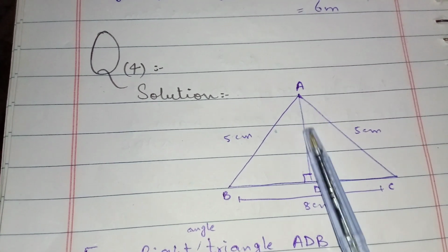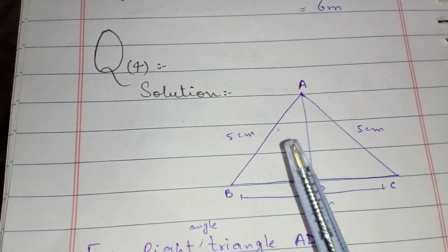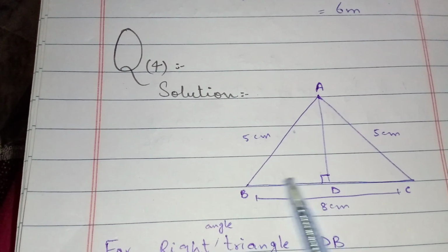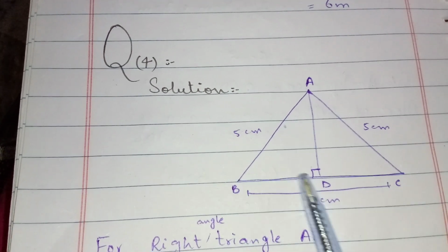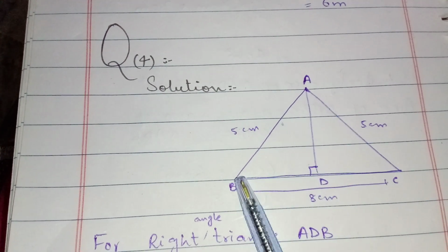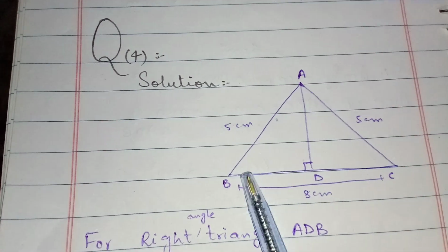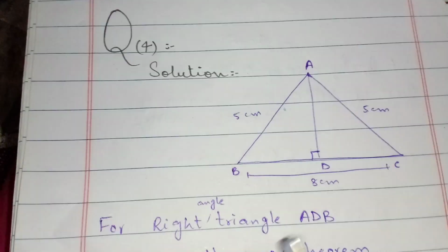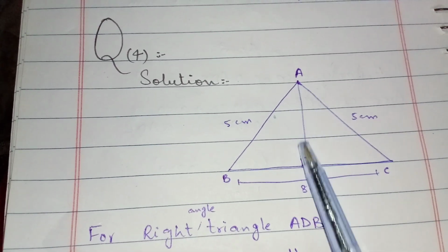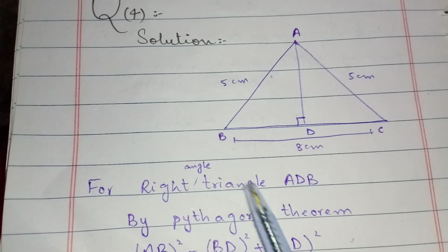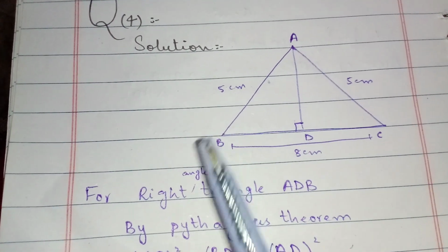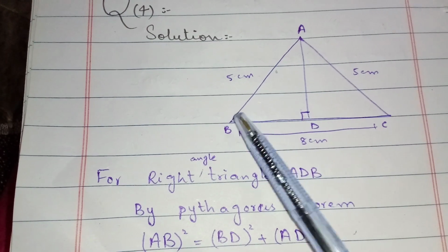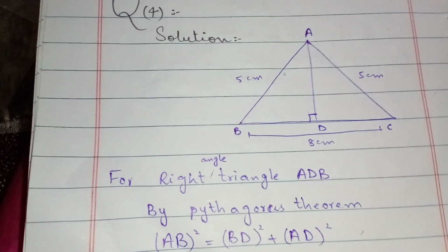First of all, we have to find the altitude of the triangle, because as we know, the area of triangle is 1/2 base into height. This whole base is equal to 8 centimeters. D is the midpoint of this base. So BD is equal to DC, that is equal to 4 centimeter. So first of all, we have to find the altitude of the triangle. For right angle triangle ADB, by Pythagoras theorem, hypotenuse square is equal to base square plus altitude square.